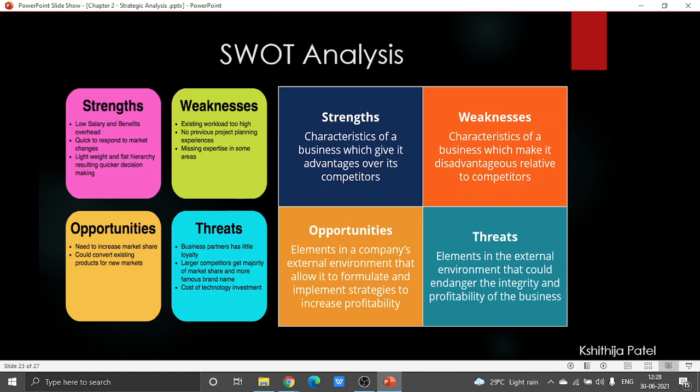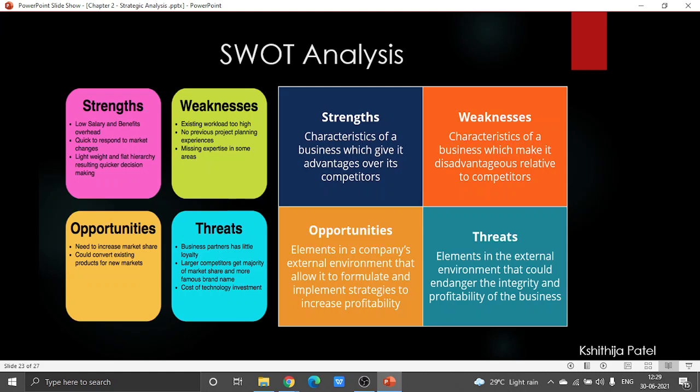Now, some of them have also been mentioned in your slide, that is low salary and benefits overhead. Now, this doesn't mean that they're giving low salary. What it is trying to tell is that when you compare two similar industries, or your business organization with a similar business organization or with that of your competitors, each organization will have to pay all the overheads, especially the salary and benefits. Now, if the cost of such overheads is comparatively less, then that can be regarded as one of the strengths for the business organization. And if the business has the ability to respond to market changes in a faster way, then it also acts as a strength.